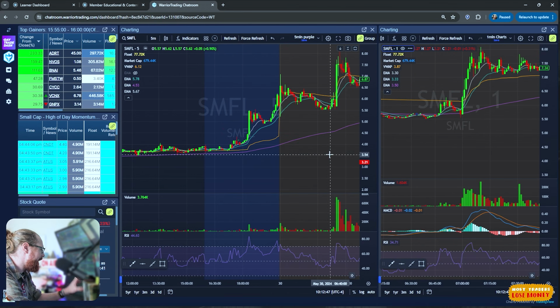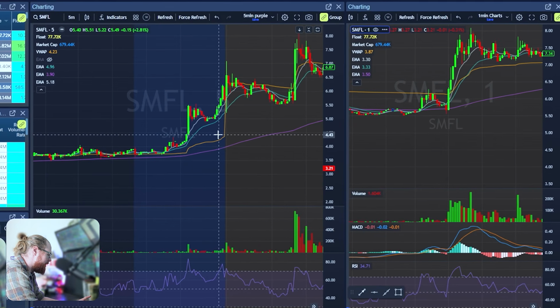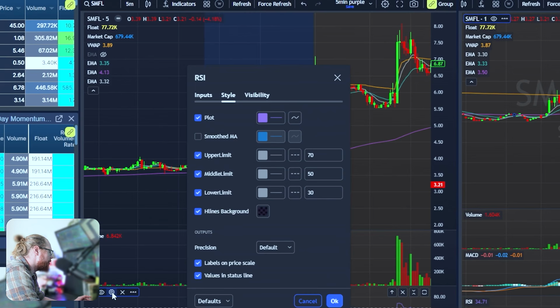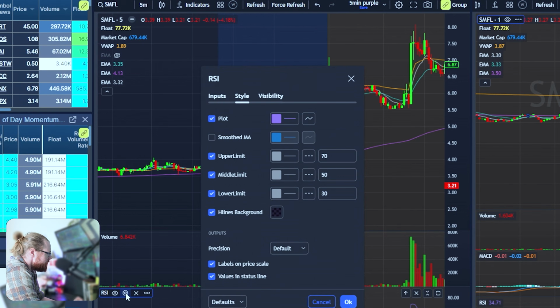The indicators that I have on here include the 9 exponential moving average right here in gray, the 20 exponential moving average, and the 200 exponential moving average. You'll see those on both time frames. The orange line is the volume weighted average price. Down below, we have volume bars. On the 1 minute, we have the MACD, and on both time frames down below, you can see RSI. So let's go ahead and double click RSI and look at it.